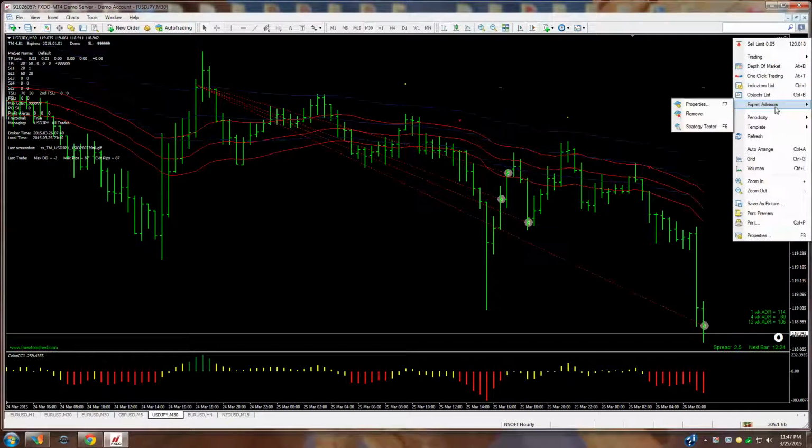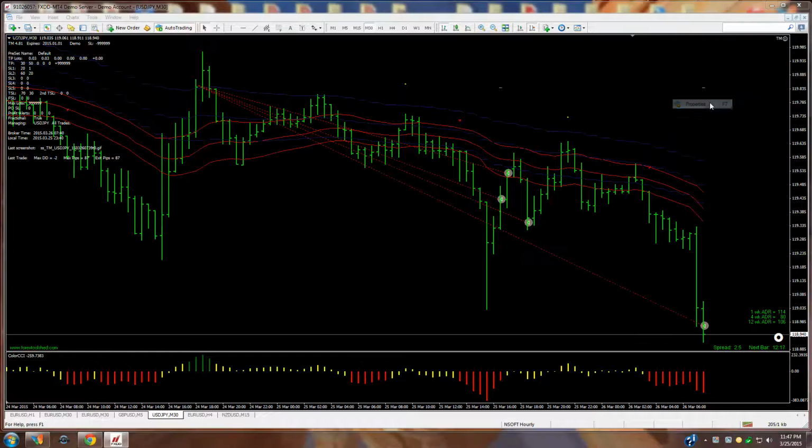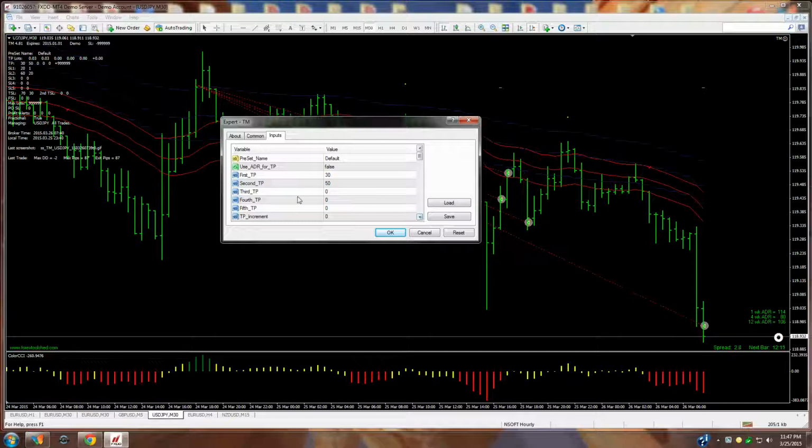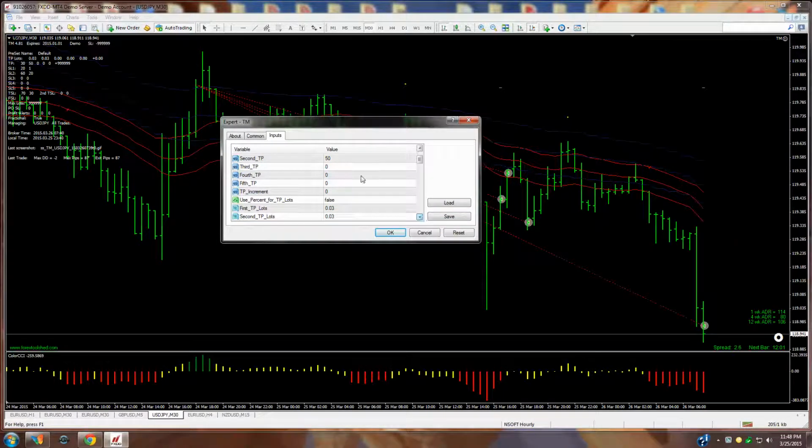Now the Trade Manager is an expert advisor that trades completely hands-free and will monitor your trade as per your directions. So as you can see, you can set 5 different take profit levels. So we took a profit at 30 pips, 50 pips. Obviously there's 3 more levels you can take a profit at.